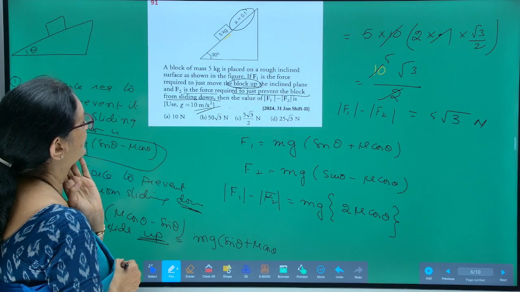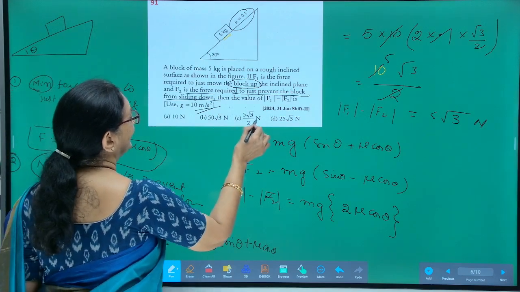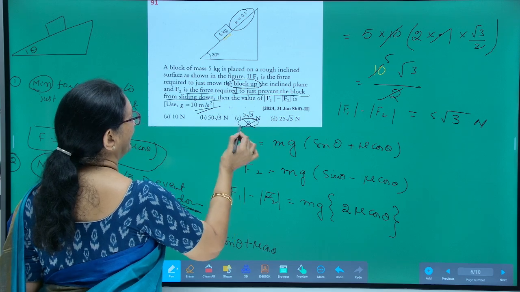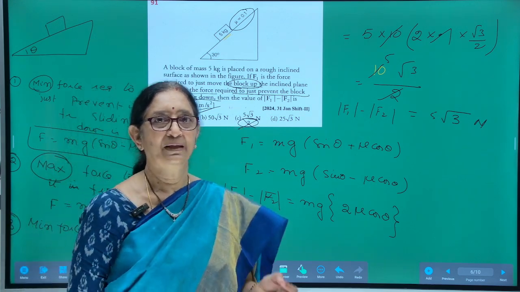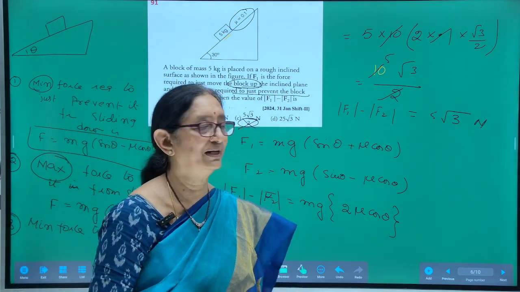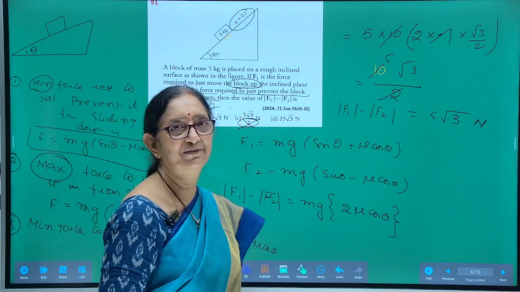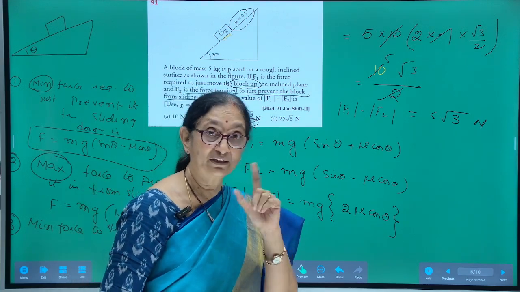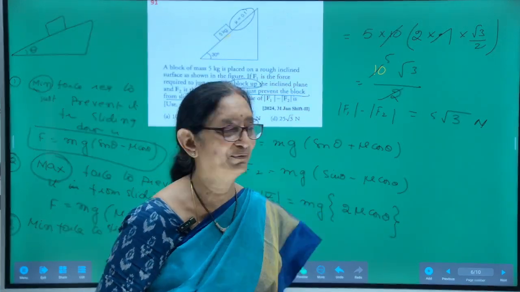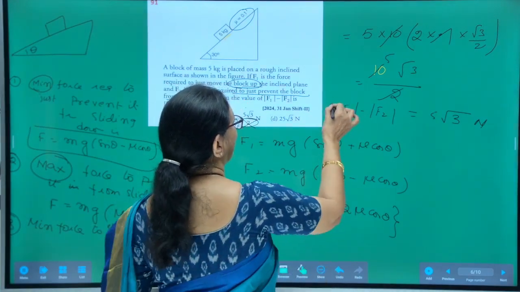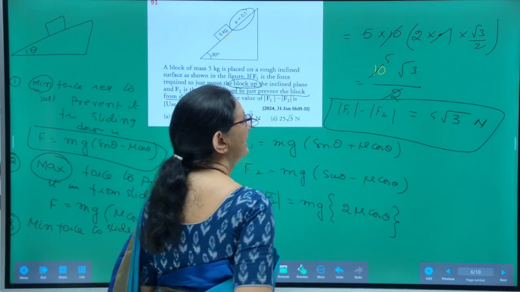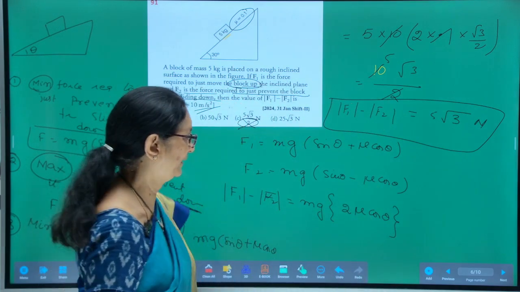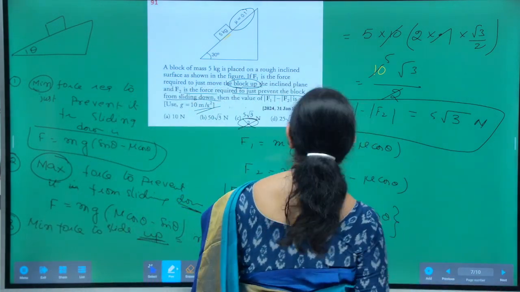Actually, there is a correction in this problem. I forgot to tell you before. In the original question, the option is given as 5 root 3, but here there is a printing mistake. Okay? So, I forgot to tell you in advance. So, the exact answer for that is 5 root 3 Newton. Now, go to the next problem.